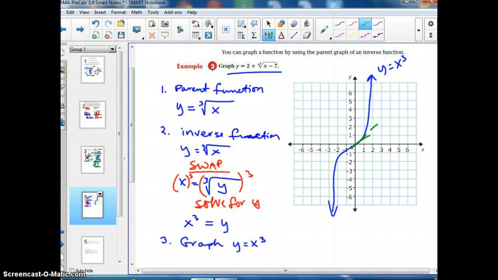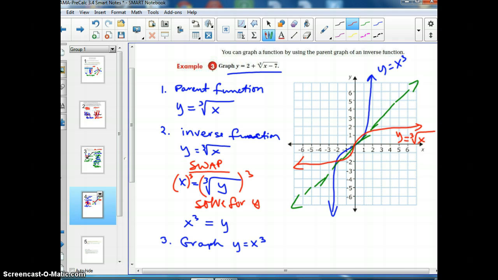And we can do that using y equals x again. And it's going to look like this. And then from there, so that's y equals the cube root of x.